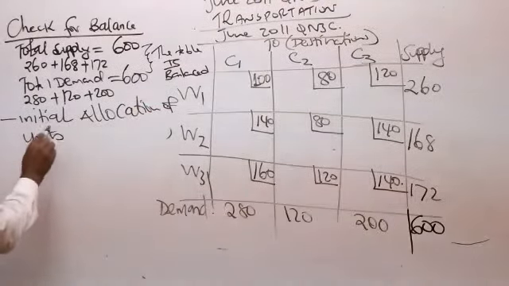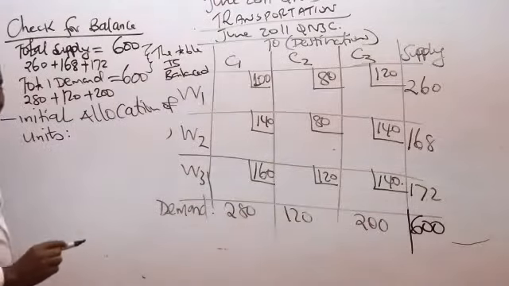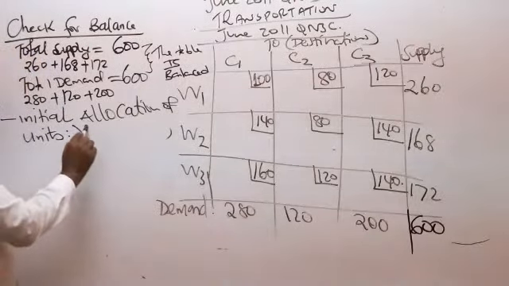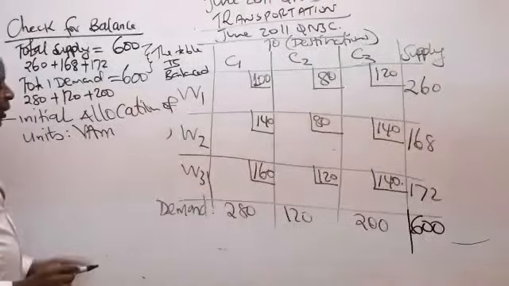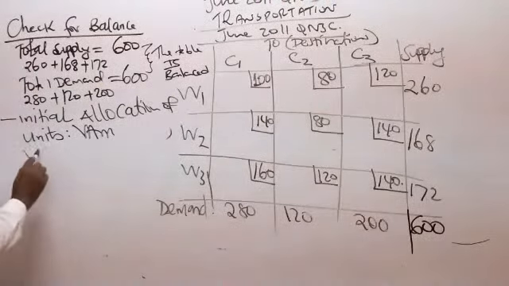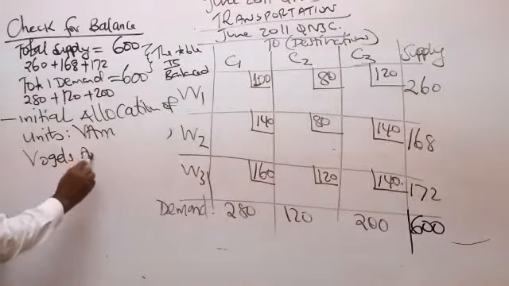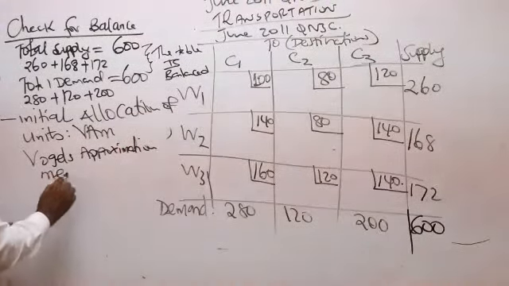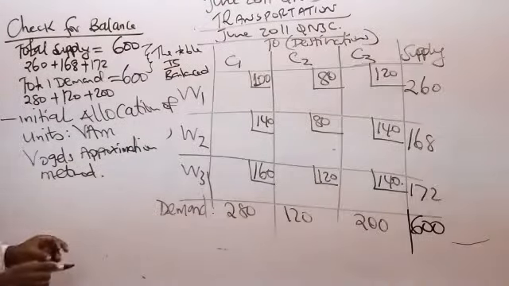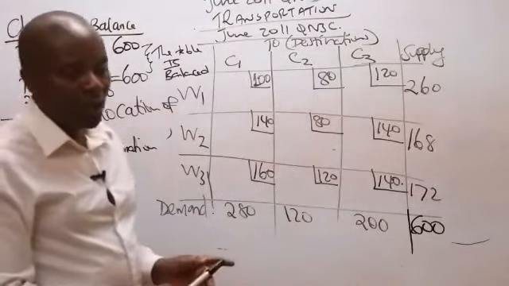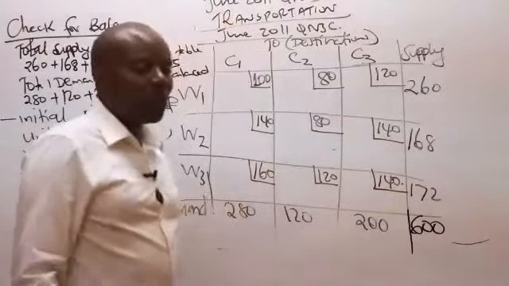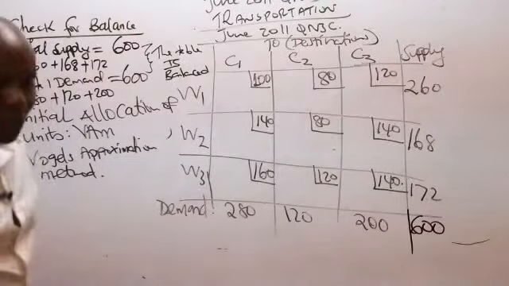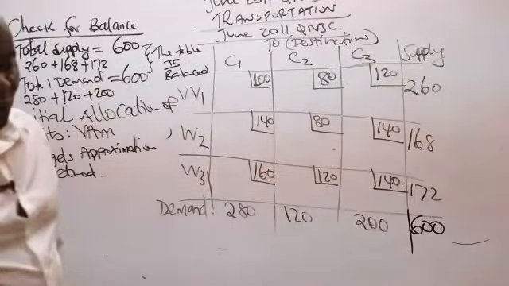Initial allocation of units. If you remember our last class, I told you that we have 3 methods. But the method which is always asked by your examiner is what we call the VAM. VAM stands for the famous Vogel's approximation method.